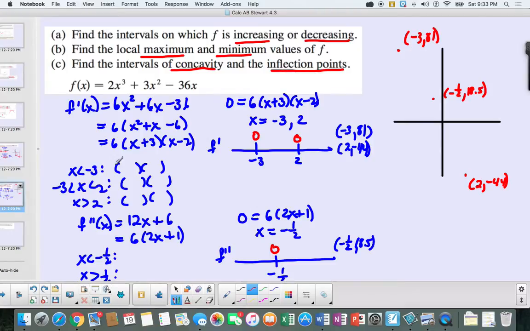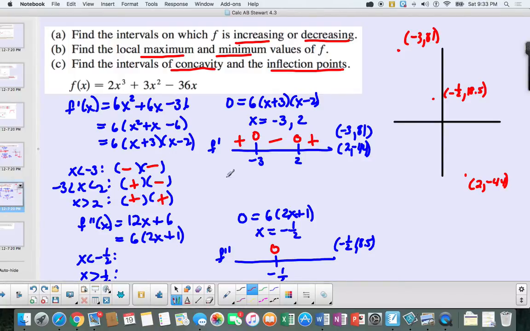So when x is less than -3, I know that I'm going to have negative and negative, so this is going to be a positive. And then between -3 and 2, I am going to have a positive and then a negative, so that'll be negative, and then greater, that'll be positive and positive.